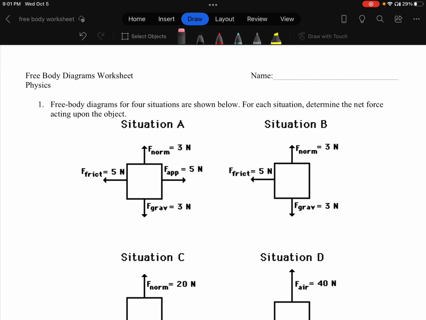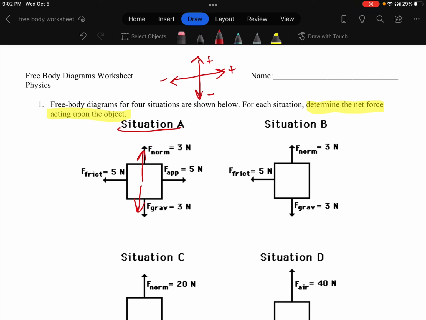What you do after that is, in this section, we are looking to determine the net force acting on each object. If we take a look here, in situation A, we have forces that are going up and down. These are forces in opposite directions, so they act against one another. If you remember, our axes in physics are typically up is positive, down is negative. Same deal with left to right, or the x-axis: right is positive, left is negative.